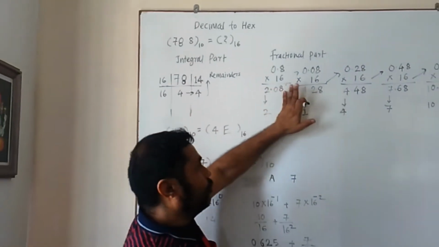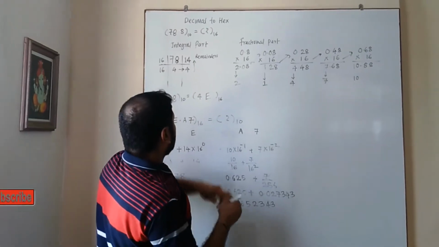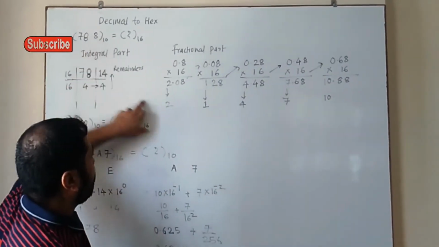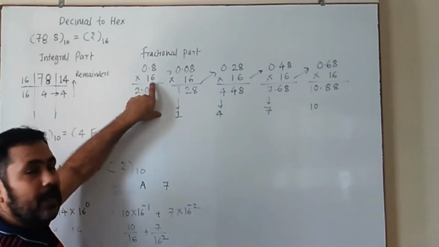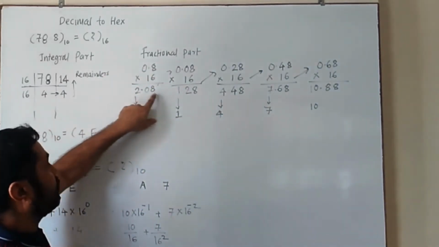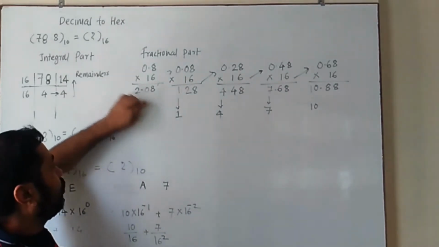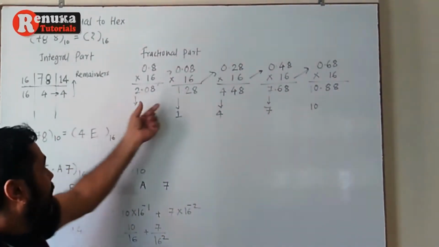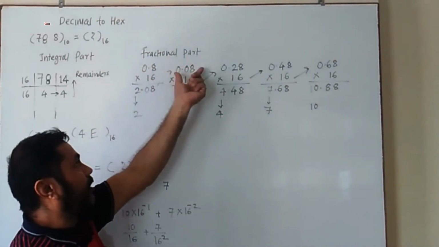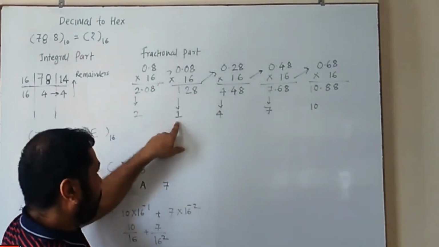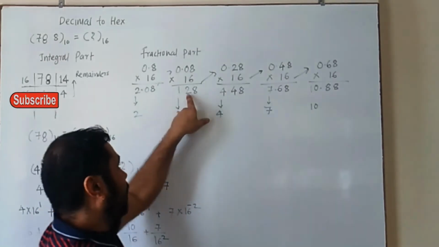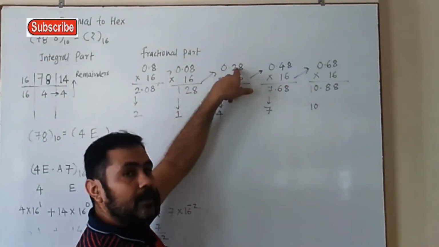Now going to the fractional part. Here the fraction is only 0.8. We multiply it by 16. The answer will be 2.08. Here again we note the integer. Now the remaining fraction should again be multiplied by 16. The answer will be 1.28. 1 will be the integer and it is noted here. Again 0.28 is the fraction.